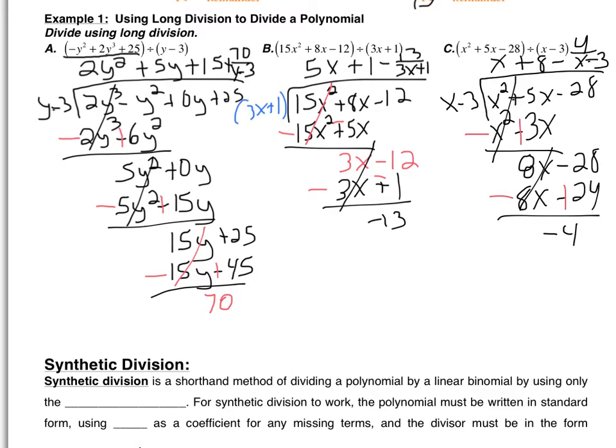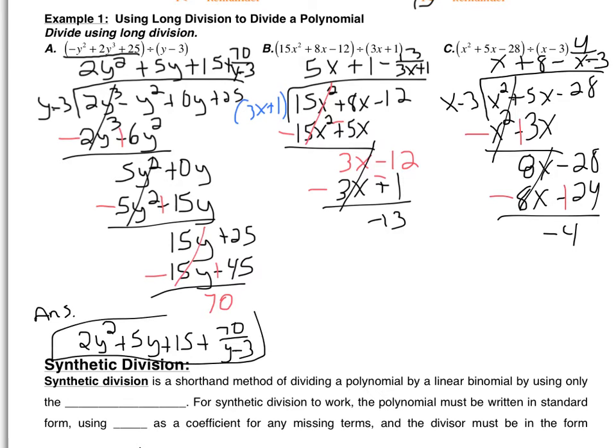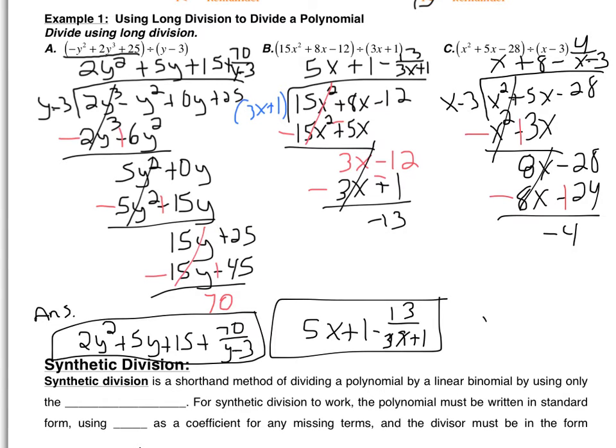So our answers would be 2y squared plus 5y plus 15 plus 70 over y minus 3 for A. And then for B, it's 5x plus 1 minus 13 over 3x plus 1. And then x plus 8 minus 4 over x minus 3.